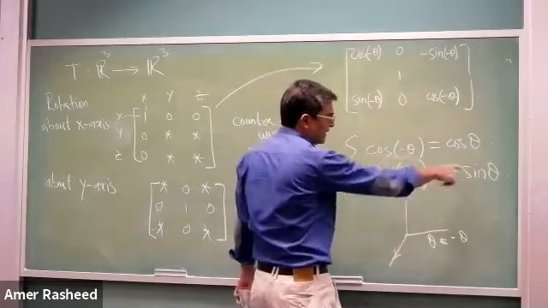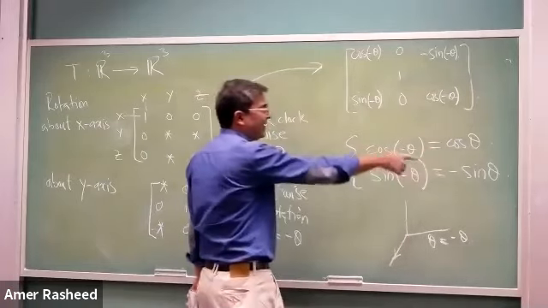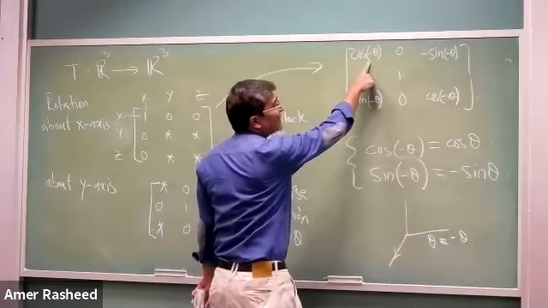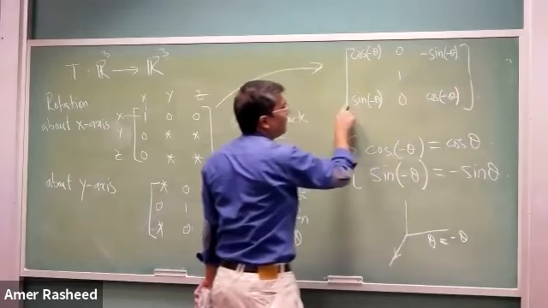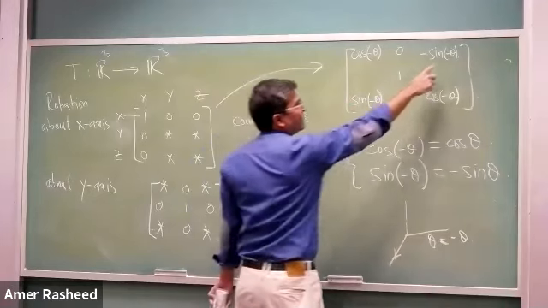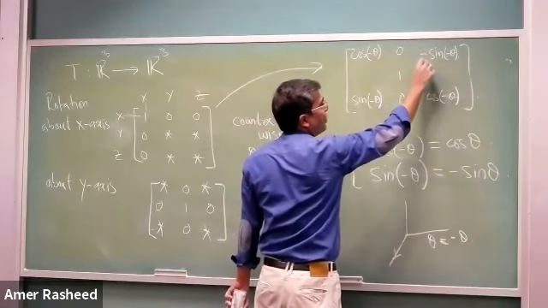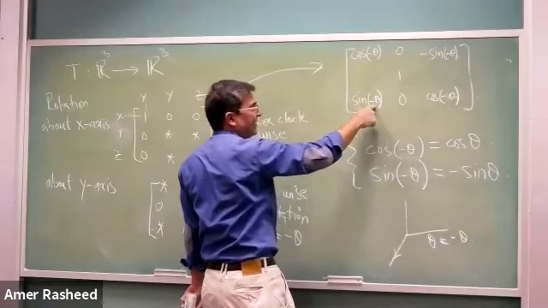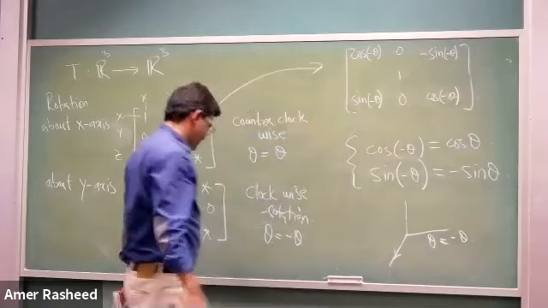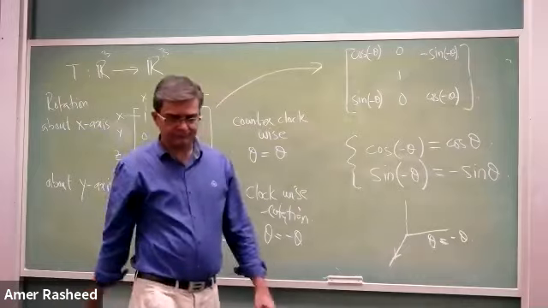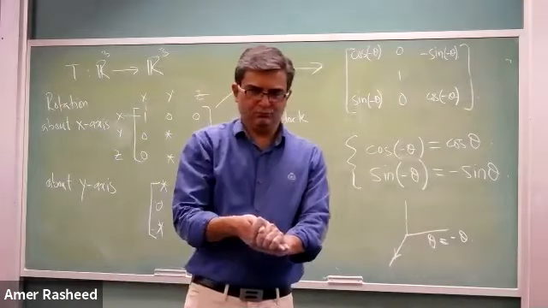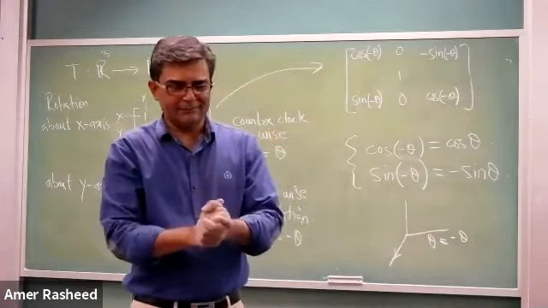Now, using this definition of odd function and even function, cosine of minus theta is cosine theta. Now this will become positive and this will become negative, because this negative will come out and make it positive, and this negative will come out and make it negative. Okay? Got it? Any question?